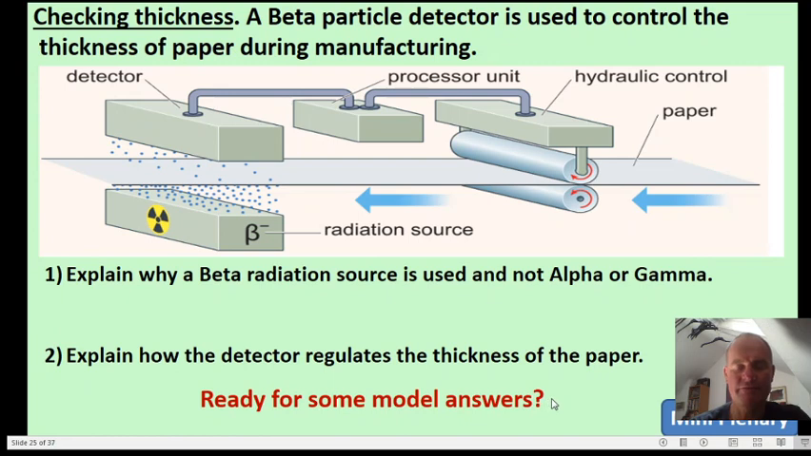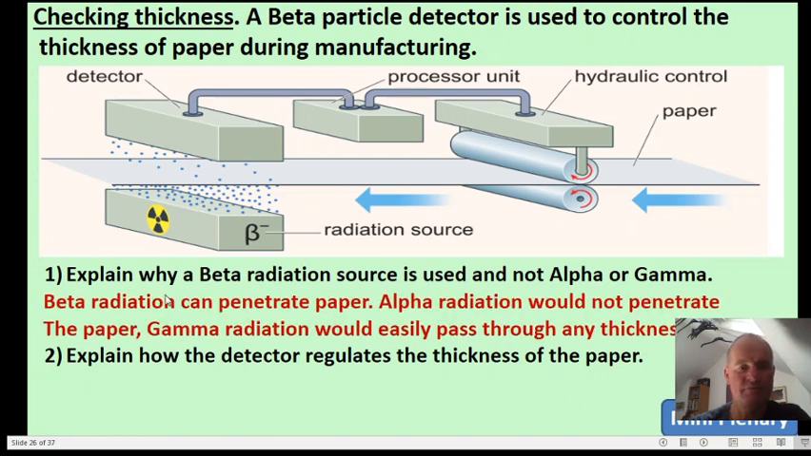Okay, hopefully we're ready for some model answers, and let's see what they might be. So first of all, why beta is used. Beta can penetrate paper, thin aluminium, and other materials, but alpha wouldn't penetrate the paper at all. And gamma radiation would pass through it easily without being affected. So if you had a gamma source, the paper thickness wouldn't really make any difference to it at all. Hence the reason why beta is the correct source for this one.